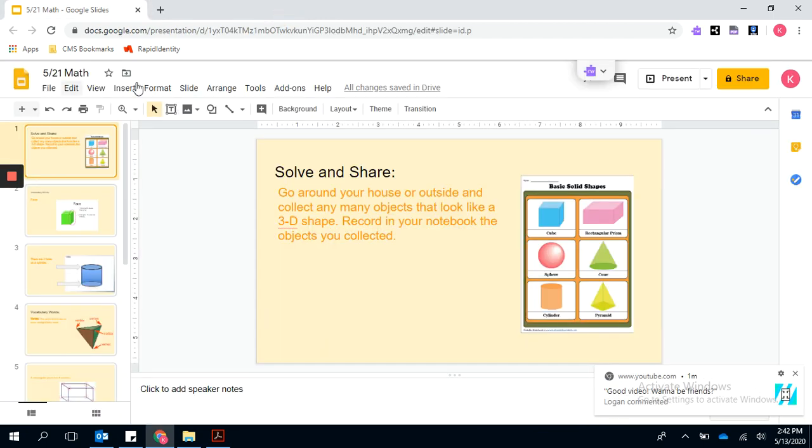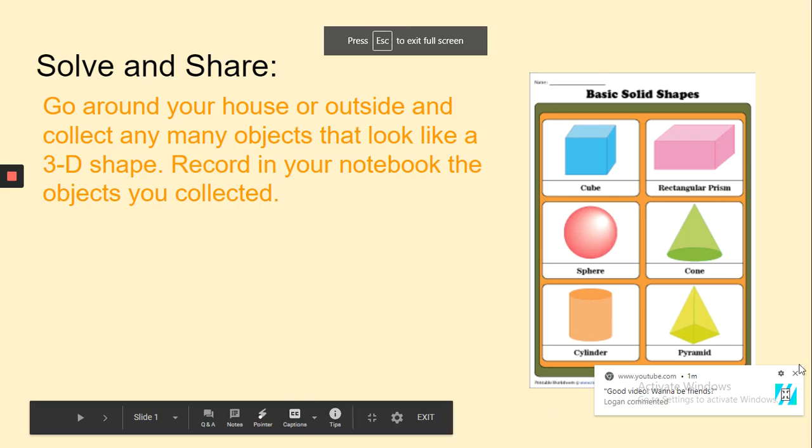Okay, so what we are going to do today is we're going to be talking more about 3D shapes and vocabulary words that go with them. But right now, what we're going to do is we're going to look into our solve and share.